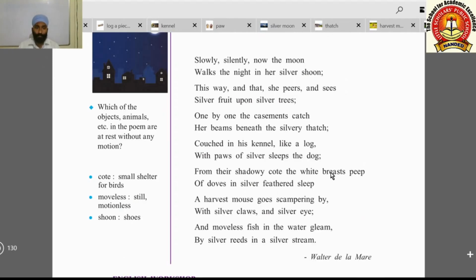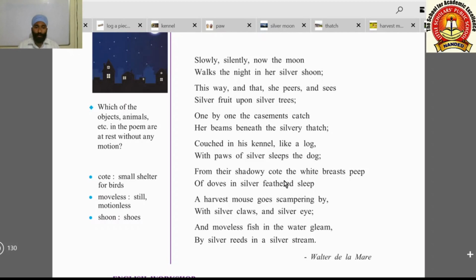Now you can see up to this, you can see what is the rhyme scheme of these many stanzas in the poem. Moon, shoon, sea, trees, catch, that means A A, B B, C C, D D and so on. This is how our rhyme scheme is moving. Now come to the next couple of lines.